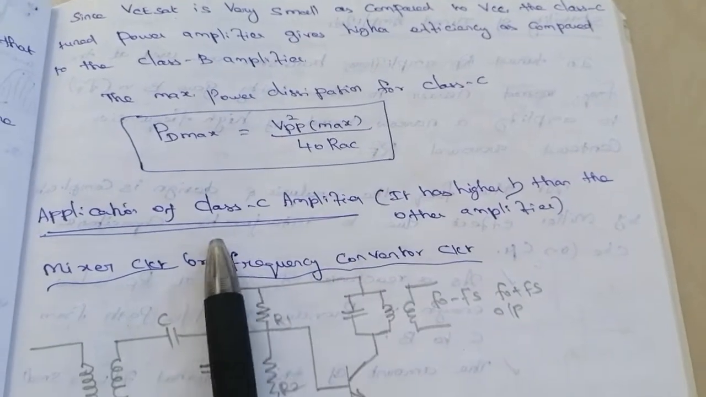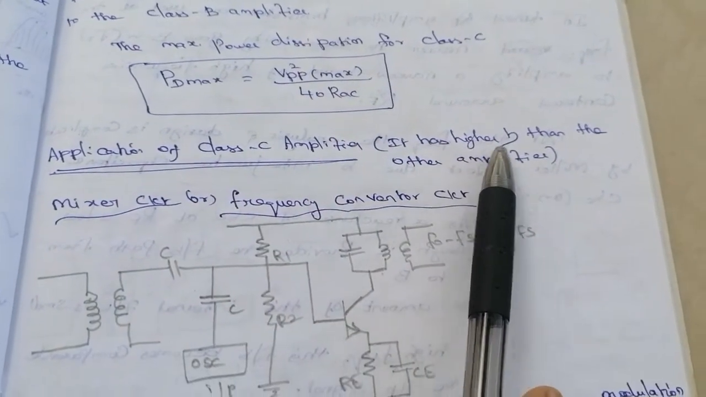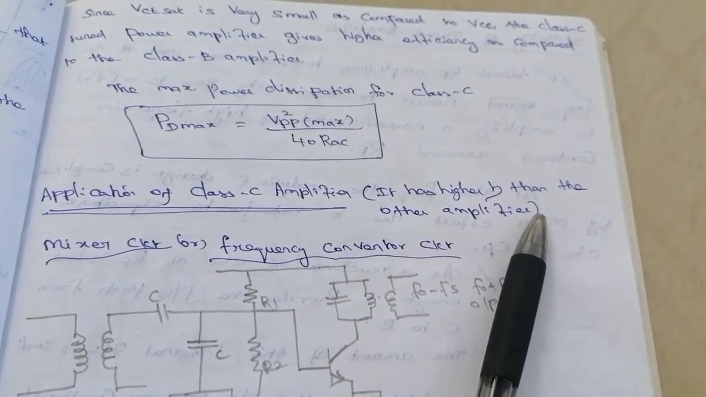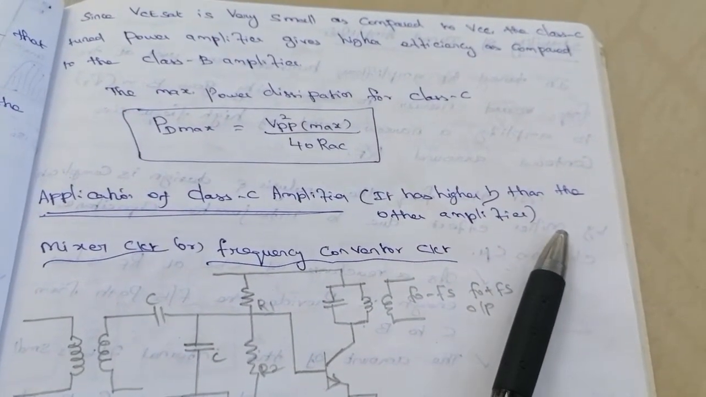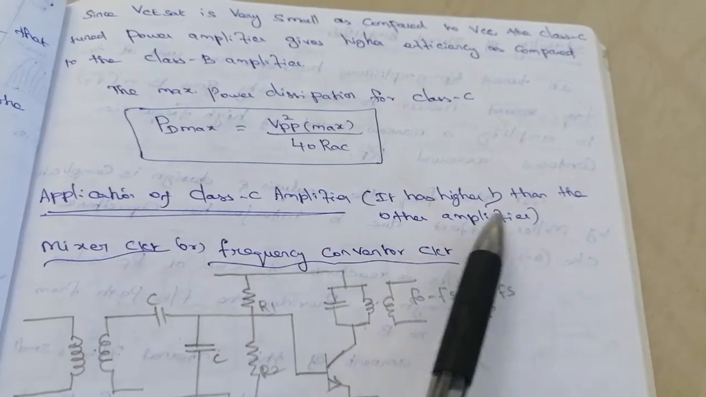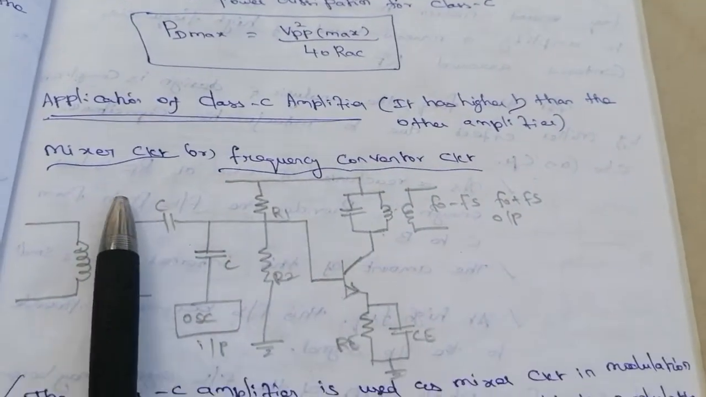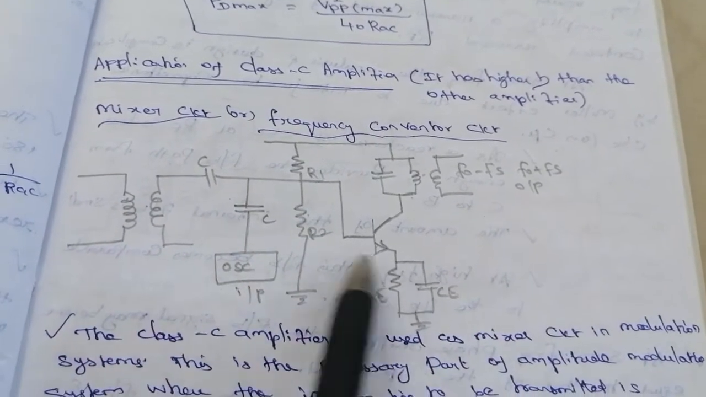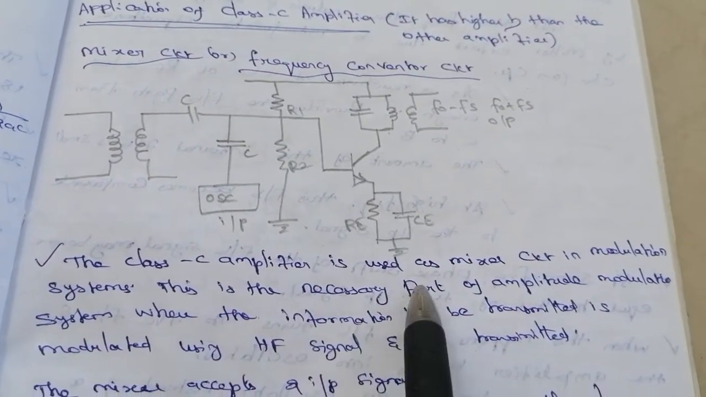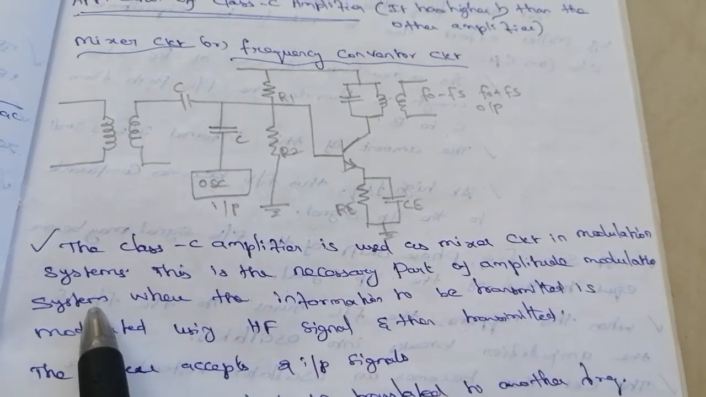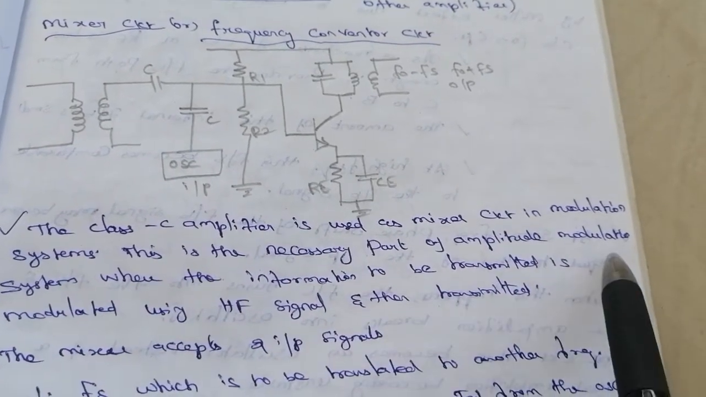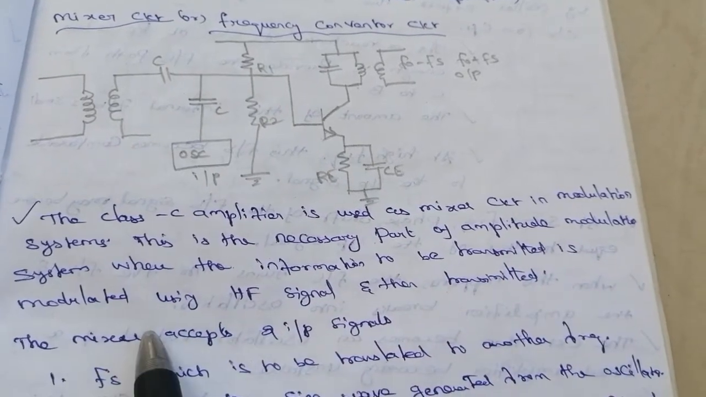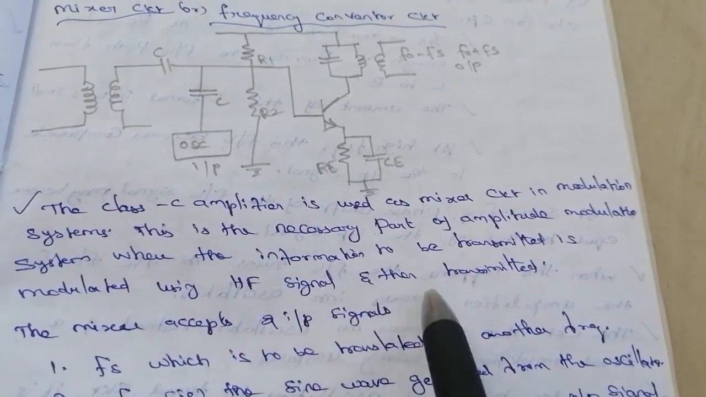The next application of the class A amplifier: it has a higher efficiency than the other amplifiers, that is class B and class C. So the application is the mixer circuit or frequency converter circuit. This is the circuit diagram. The class A amplifier is used as the mixer circuit in modulation systems. This is a necessary part of the amplitude modulation system, where the information to be transmitted is modulated using a high frequency signal and then transmitted.